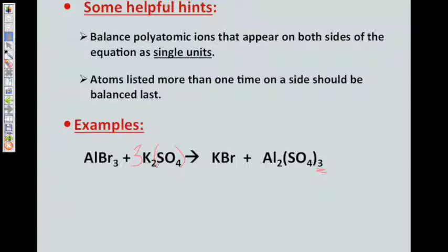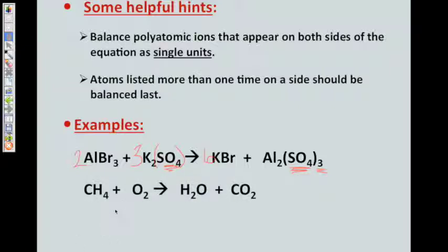Then look, who does that affect? That affects potassium. Now he has 6, so on the right he's got to have 6. Who did that affect? Well, bromine. Bromine's got 6 on the right. I've got to get him to get 6 on the left. What number times 3 is 6? That's right, 2. And then check out aluminum. I got 2 on the left, 2 on the right. Everybody's balanced. Okay? Again, look at the SO4s, the big bodies, as 1 unit and start there.